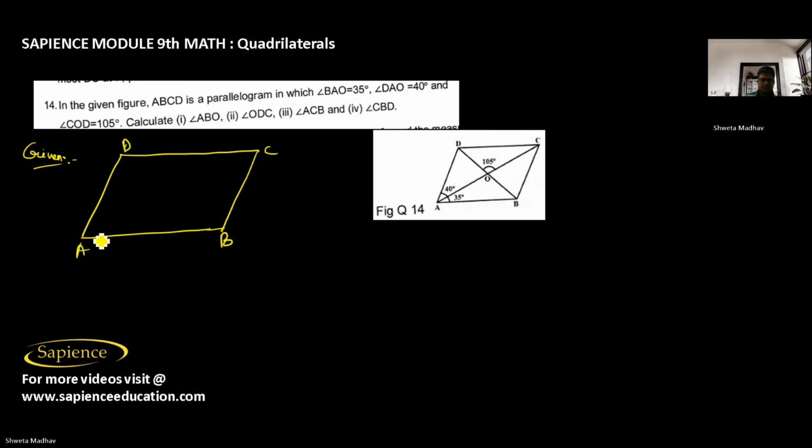Here it is given that figure ABCD is a parallelogram. The diagonals AC and BD intersect at O. Angle BAO is 35 degrees, DAO is 40 degrees, and COD is 105 degrees. Calculate ABO. ABO we have to find out.